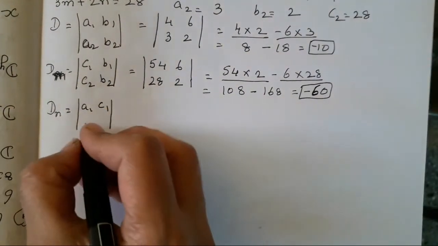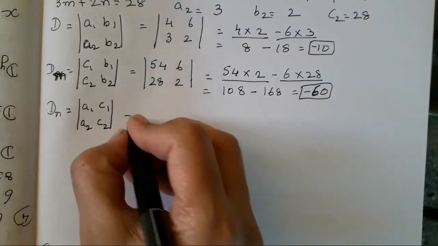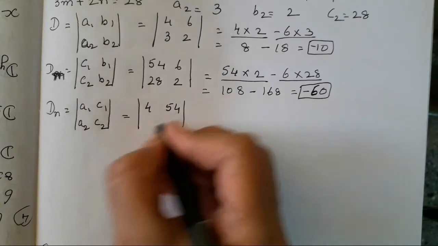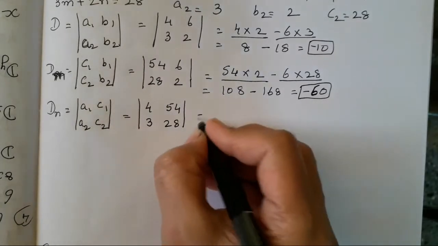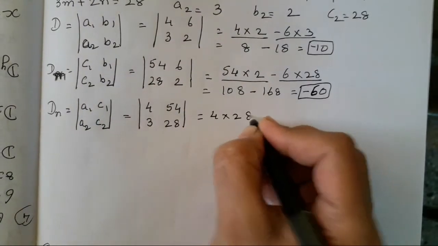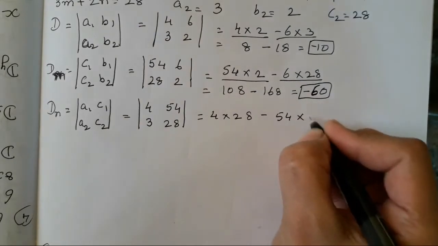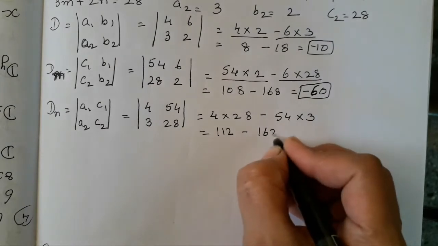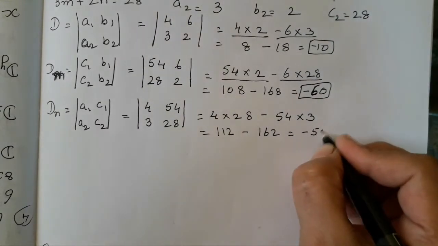a1, c1, a2, c2, 4, 54, 3, 28. So 4 into 28 minus 54 into 3, which will be 112 minus 162, is equal to minus 50.